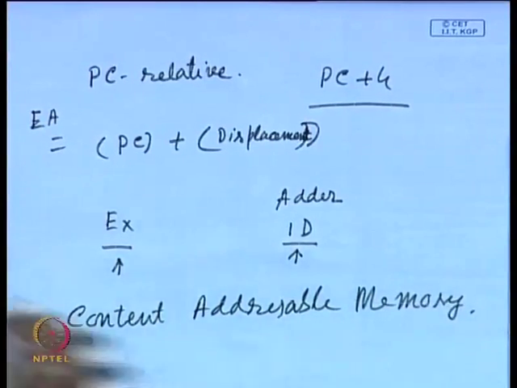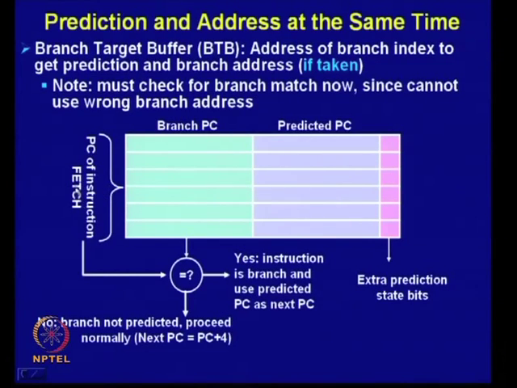So, what is being done? You are essentially comparing with a value, and then you use this address and correspondingly get this value. This is the cache memory used in this manner, and if there is no match, the branch is not predicted, so proceed normally. You will go for PC+4. If there is no match in the content addressable memory, the content is compared with the PC of the instruction fetch, and the content is not present here, so the branch is not predicted, proceed normally.